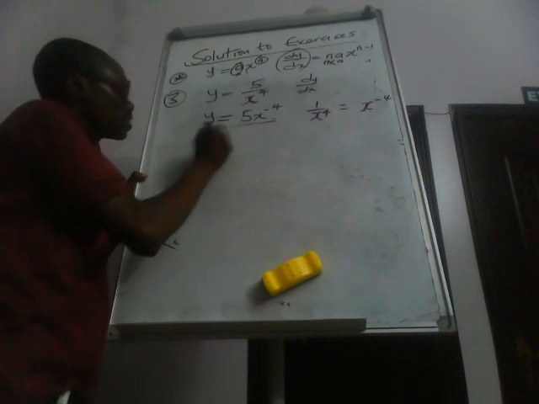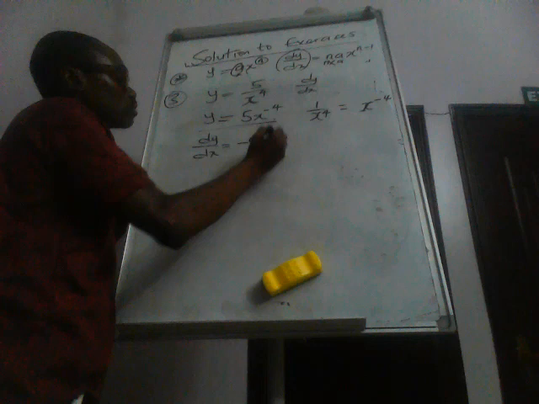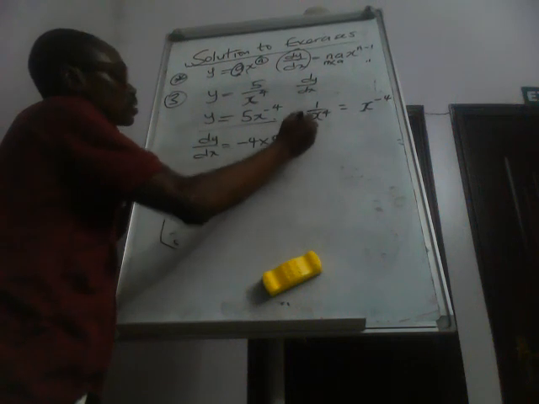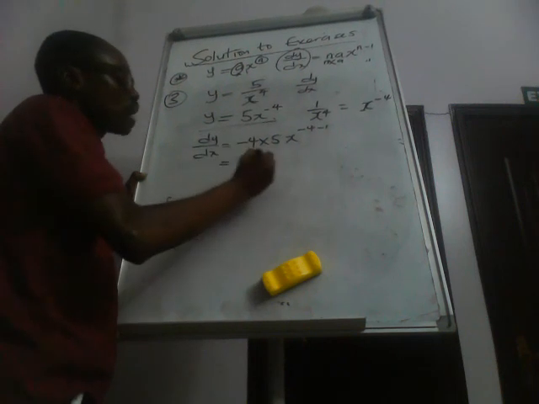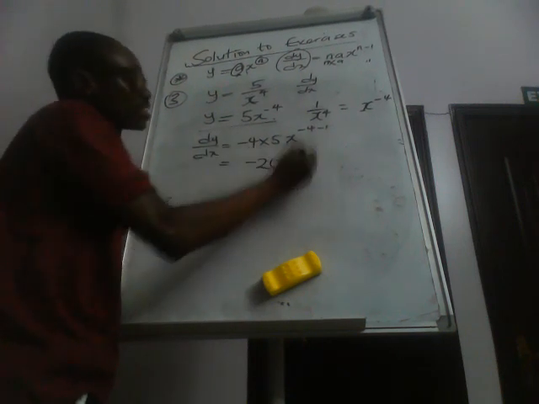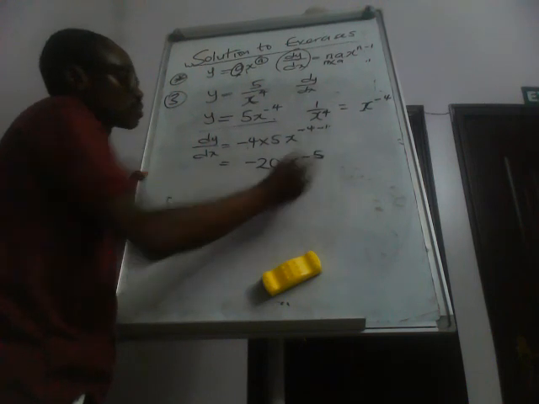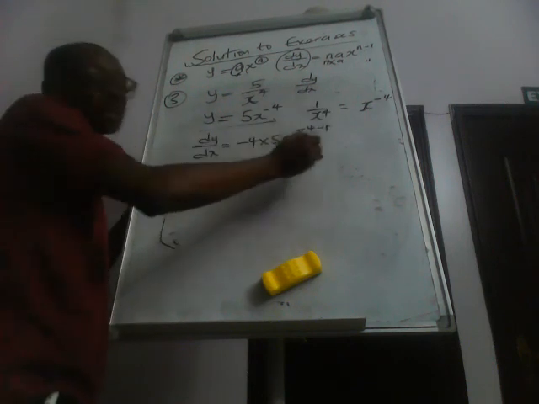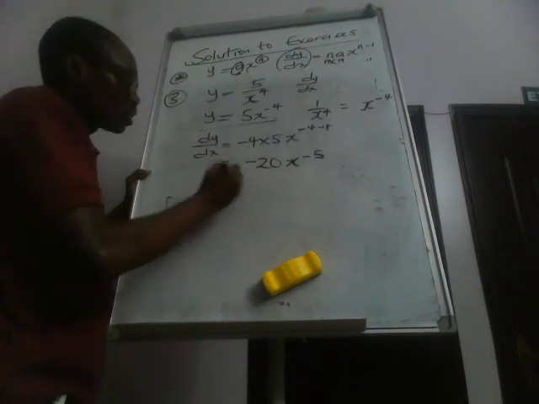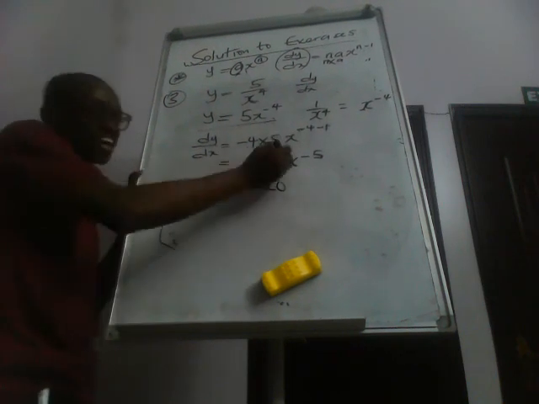Now for dy/dx, this is going to be minus 4 times 5, then x raised to power minus 4 minus 1, applying this formula here. So minus 4 times 5 is minus 20. Minus 4 minus 1 is minus 5. So finally, we have minus 20x raised to power minus 5.